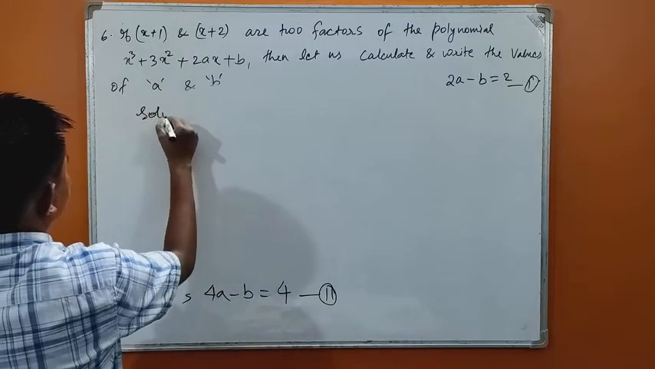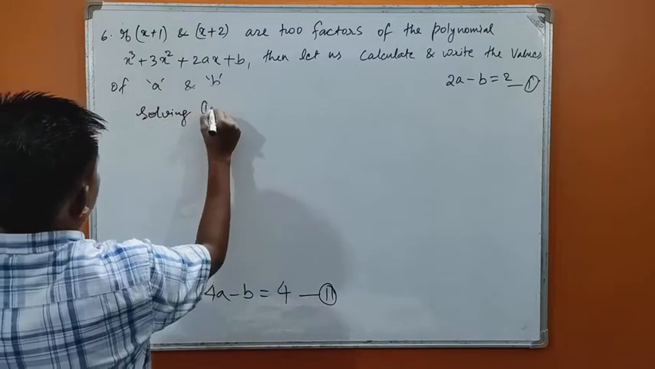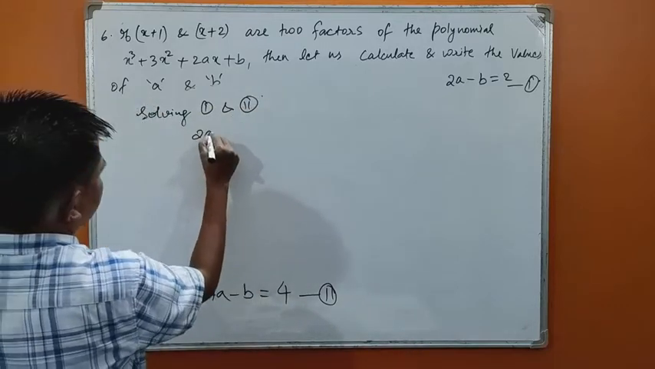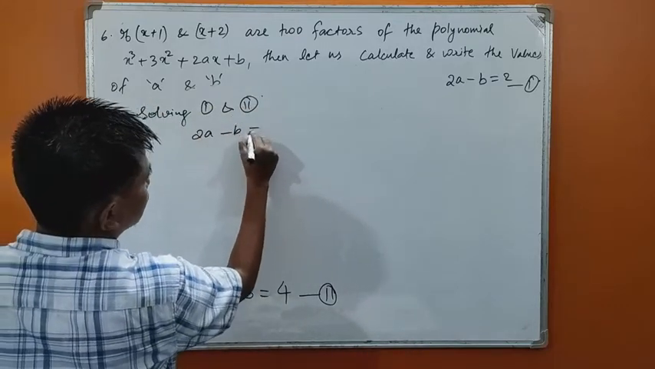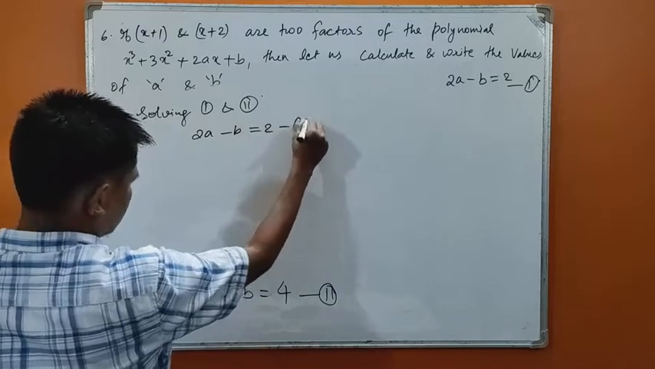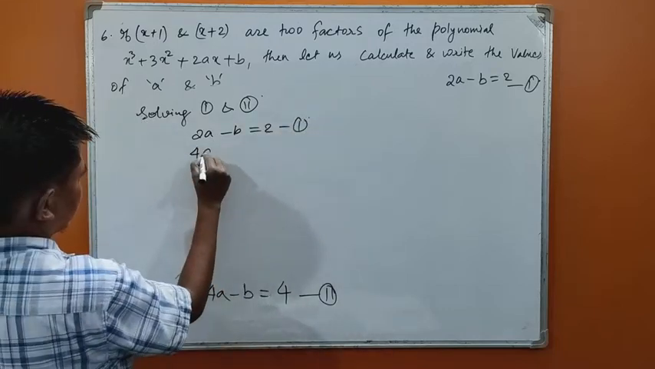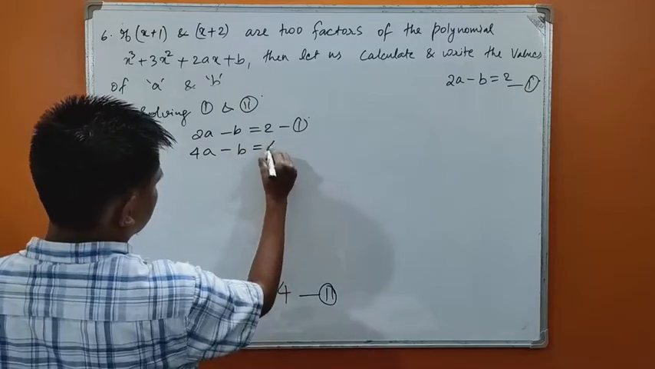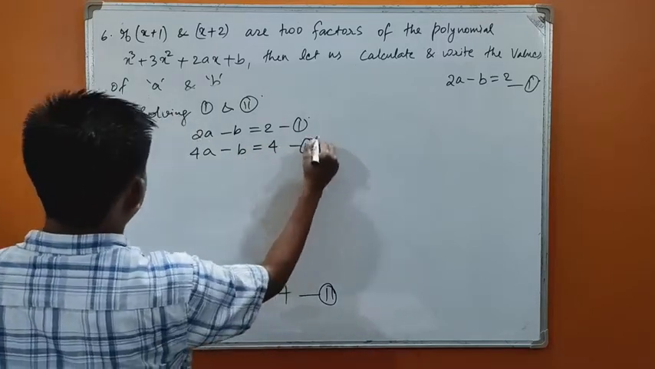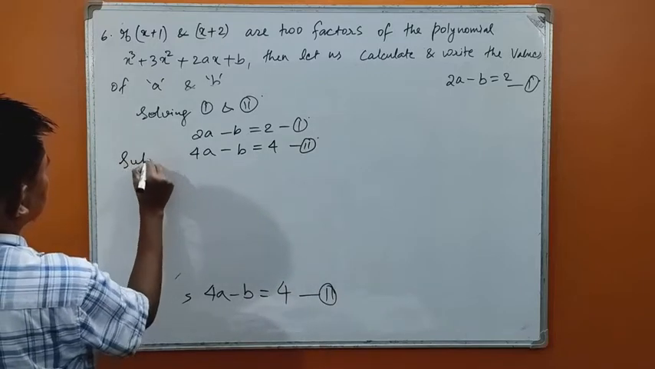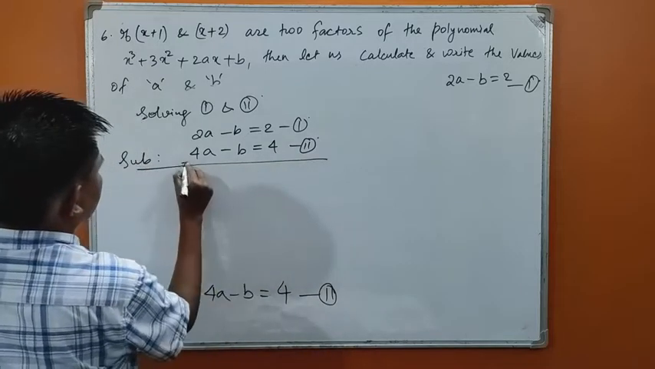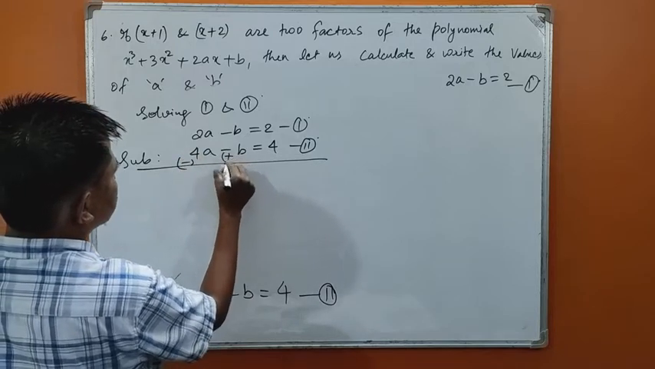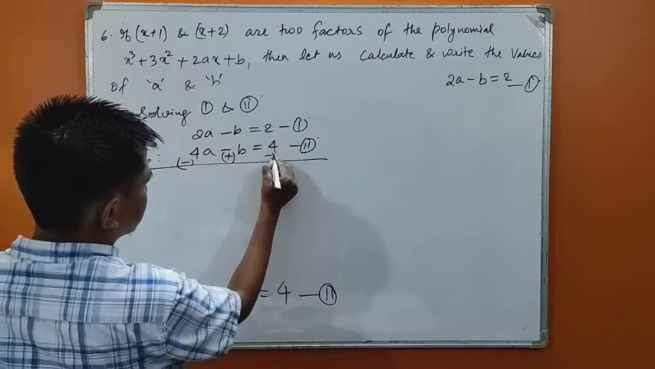Solving 1 and 2. In equation 1 we have 2a minus b equal to 2. This is equation 1. Equation 2, 4a minus b equal to 4. This is equation 2, isn't it? Subtracting, this minus 4a becomes plus 4a, minus b becomes plus b, plus 4 becomes minus 4, isn't it?